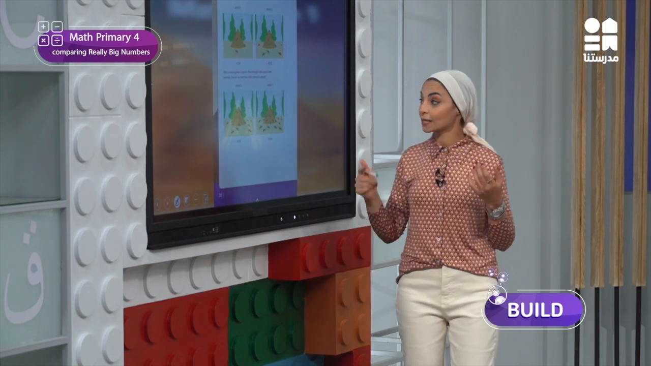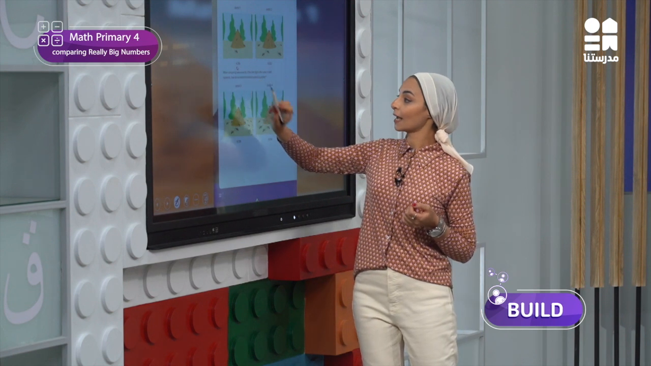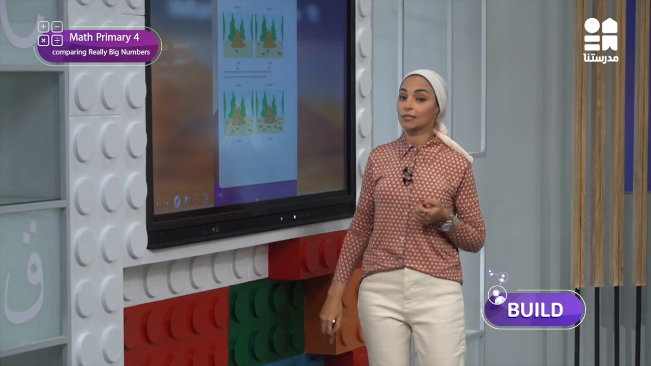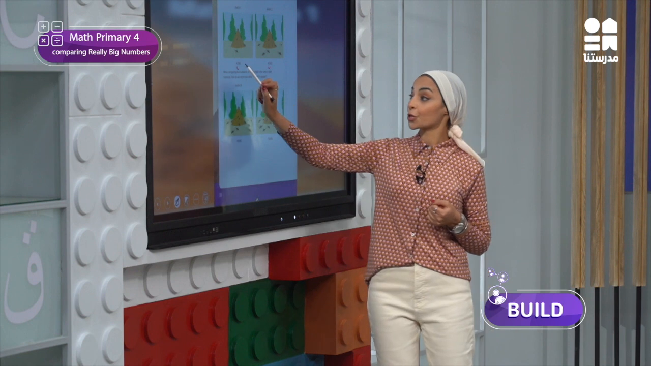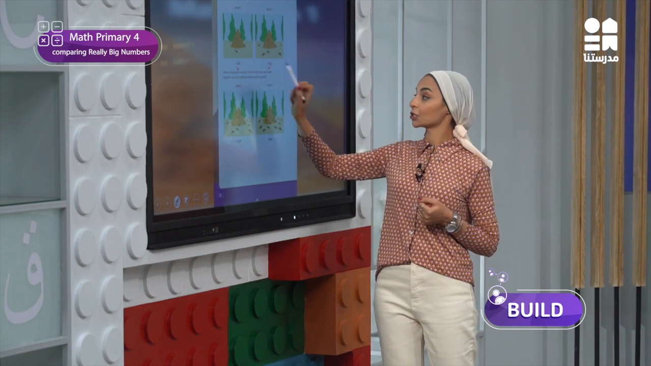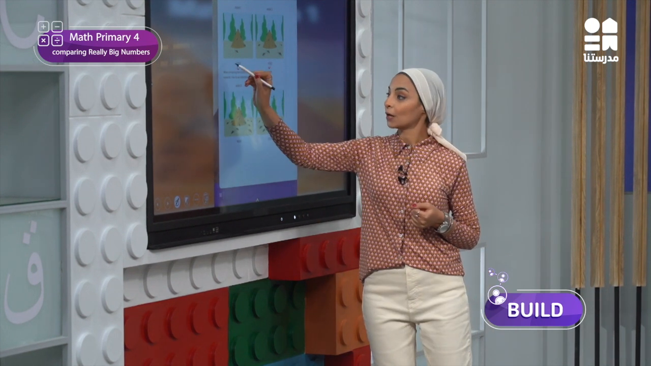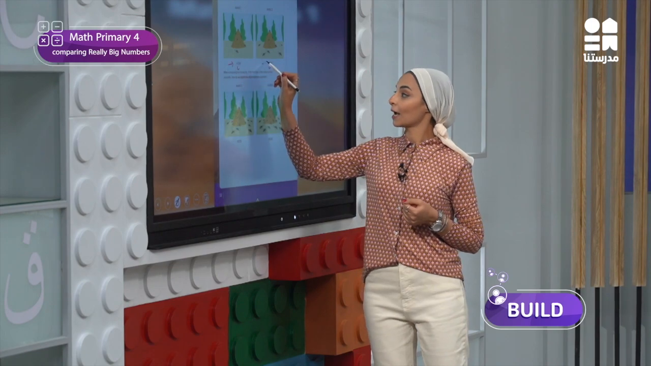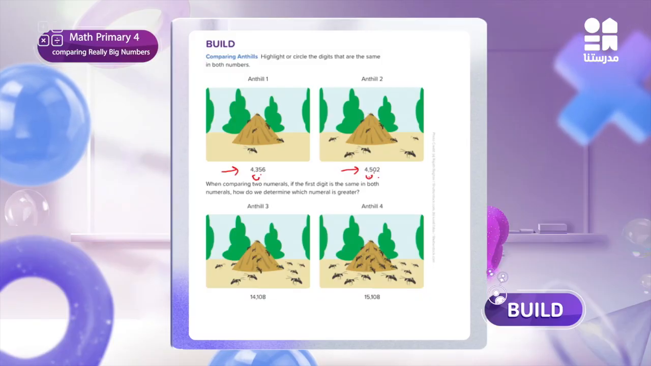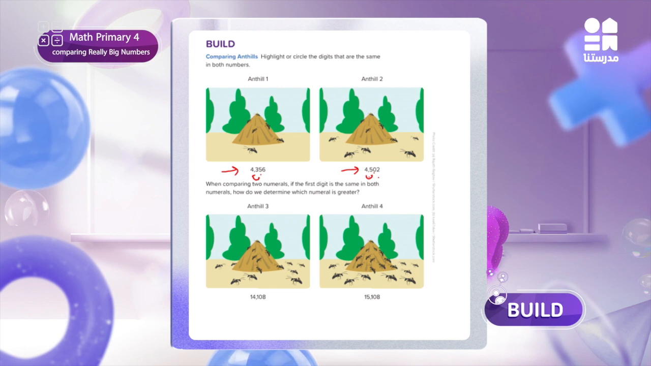What should I do? Yes, I will see the next digit. Here the next digit is 3 and here the next digit is 5. We agreed that we will start from the left side, right? Which is bigger, 300 or 500? Yes, of course, 500 is bigger.